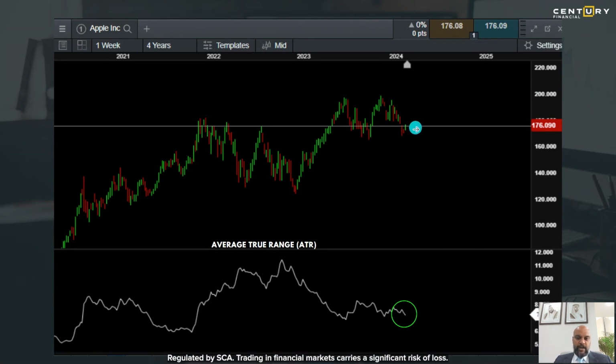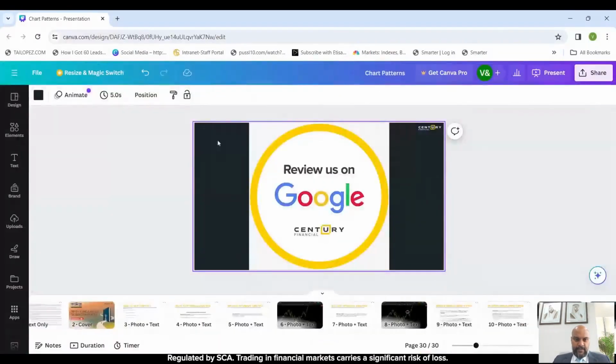So worst case scenario, Apple drops $7, you're out of the trade. And let's say Apple continues moving up because it has taken support, it goes up by 14 or $21, you exit the trade. Now, this is where ATR comes into use. Now, let's look at the live chart.